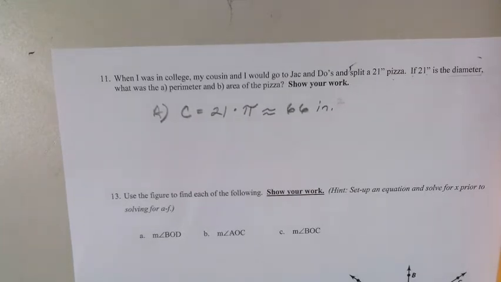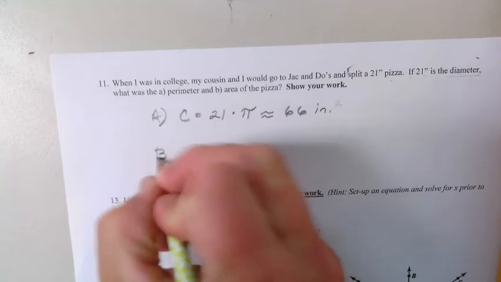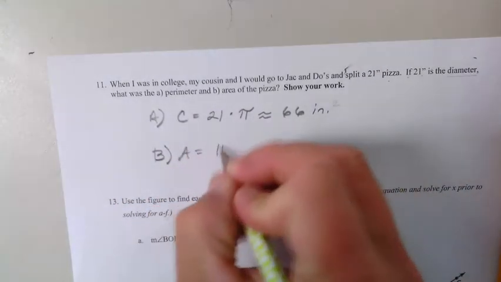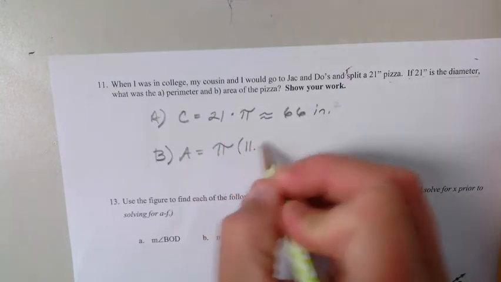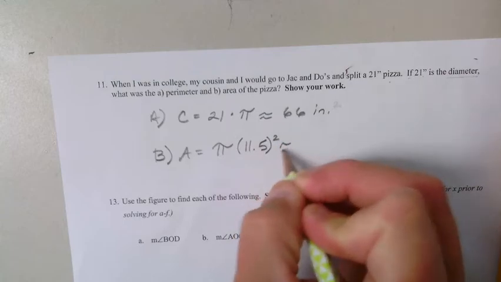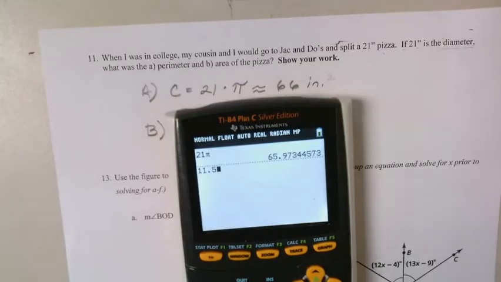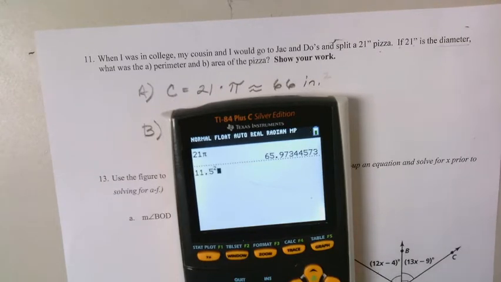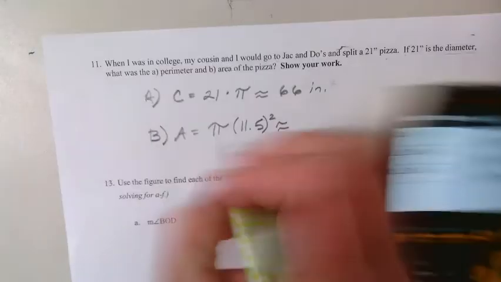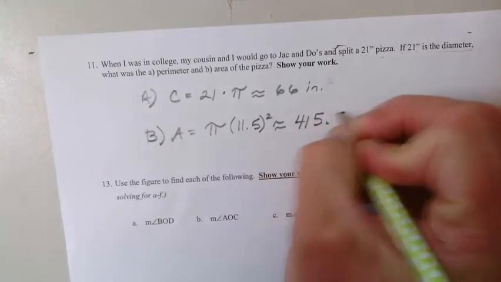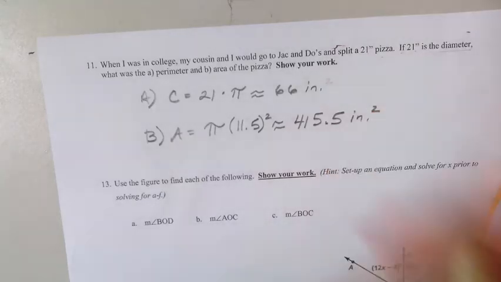That's a big pizza. So if we go to B, the area is pi radius squared. Now, if the diameter is 21, the radius will be half of that, which is 11.5. So if we work this out, 11.5 squared, times pi. Oh, no, let me try that again. Let's go times, delete that. There you go, times pi. 415.5 square inches.